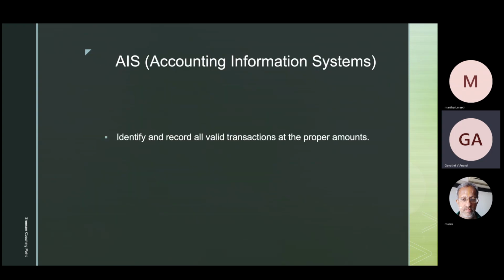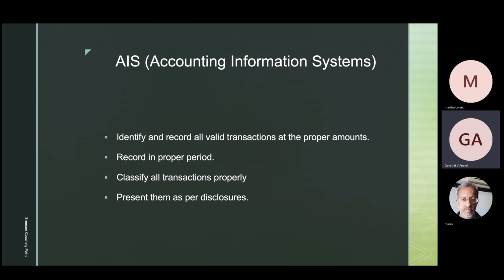Now accounting information system. Identify and record all valid transactions at the proper amount. Like we say, right place at the right time with the right person, like that, it should be proper amount, proper period, and it should be classified properly. Just like our old times where we studied accounts, you can use that accounting principle to understand what an accounting information system is. Present them as per disclosure. Wherever we studied, you would have seen the entire gamut of it. There is a legal disclosure or integration with the business objectives, that being the bottom line if you would have observed. So here also present them as per disclosures.